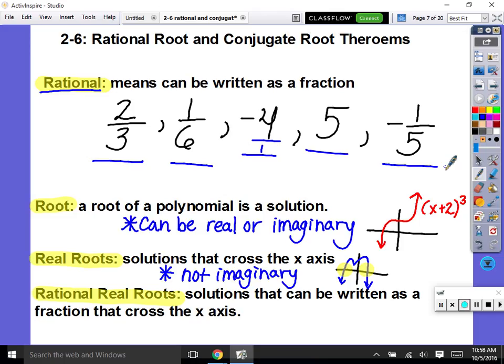Real roots, if you have real roots, they will cross the x-axis. So real roots are solutions that cross the x-axis. Is everybody good with that? Yep. Real crosses the x-axis. And then rational real roots. So if it was rational, it does not mean it's a fraction. If it's real, it does not mean it crosses the x-axis. So a rational real root means a fraction that crosses the x-axis. And that's what we're learning about today: fractional solutions that cross the x-axis.